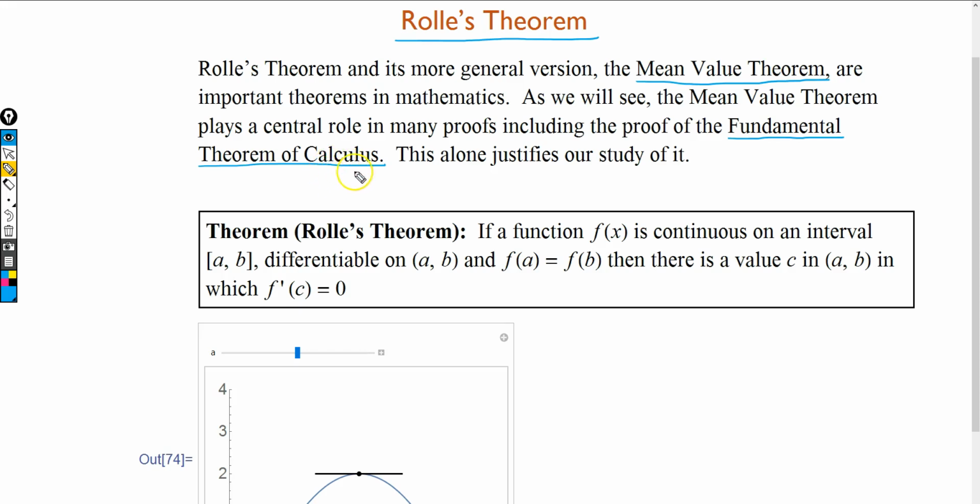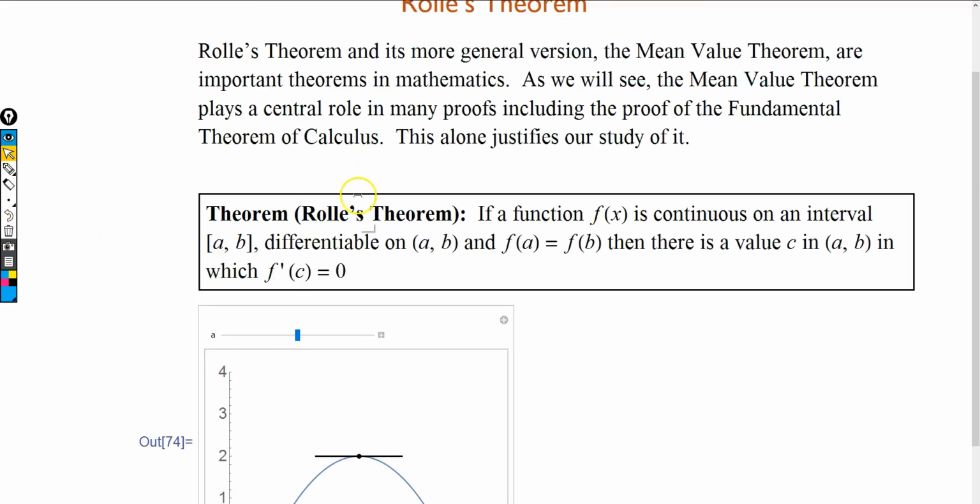So let's take a look at Rolle's theorem. It makes this statement. So Rolle's theorem states that if a function f of x is continuous on an interval [a, b] and differentiable on the open interval (a, b), notice how this interval is open, and f of a equals f of b, then there is a number c in the open interval (a, b) somewhere in which the derivative of f evaluated at c is equal to 0.